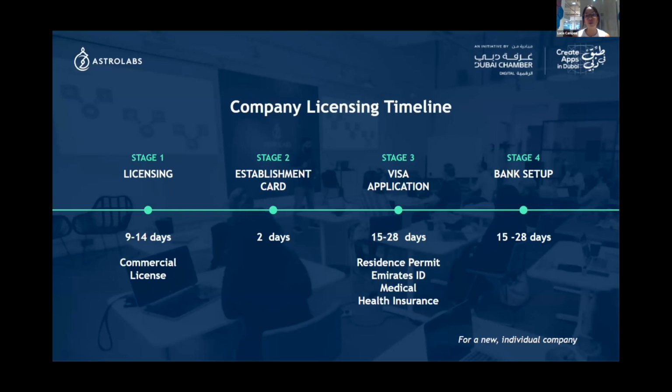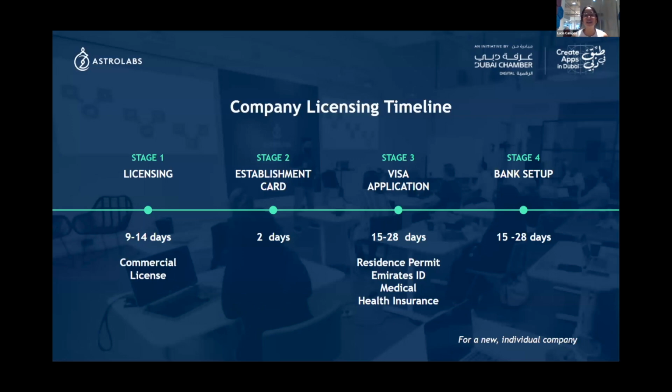And finally, the final step is once you have your Emirates ID, you can proceed with the opening up of your corporate bank account, which is a process that can take anywhere from 15 days to 45 days. This will vary depending on the bank that you go with and any KYC requirements that they might have. It depends on the business. It depends on your passport.